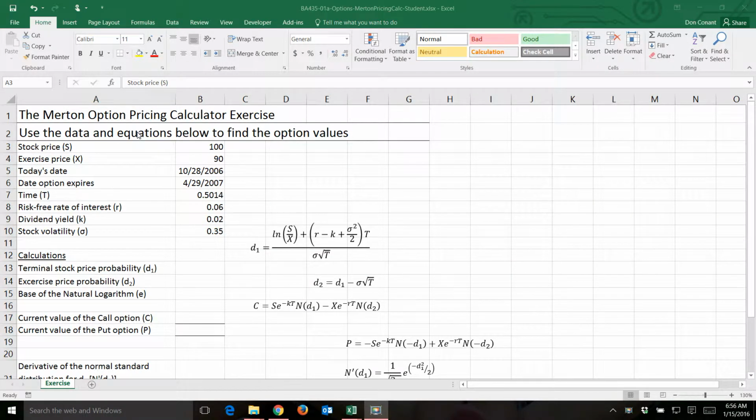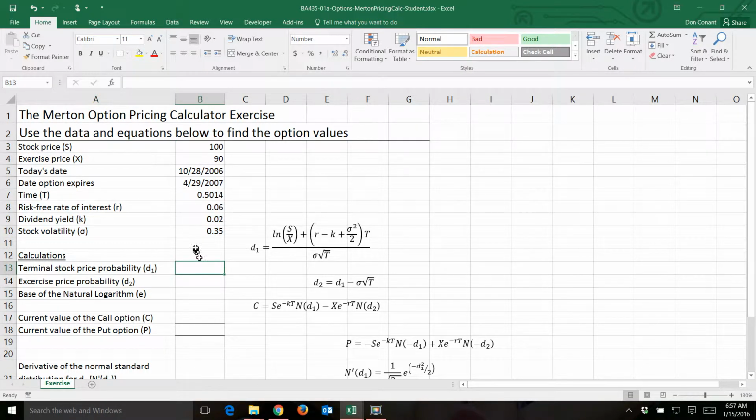In this video, we're going to build the Merton options pricing calculator. We have the equations for which we need to solve. The purpose of this exercise is to teach you to enter complex equations into Excel and to get the correct answer. I'm going to teach you some of the things that I do, and I'll give you an opportunity to practice. So we're going to go ahead and calculate several of the elements required to calculate and price call and put options using the Merton method.